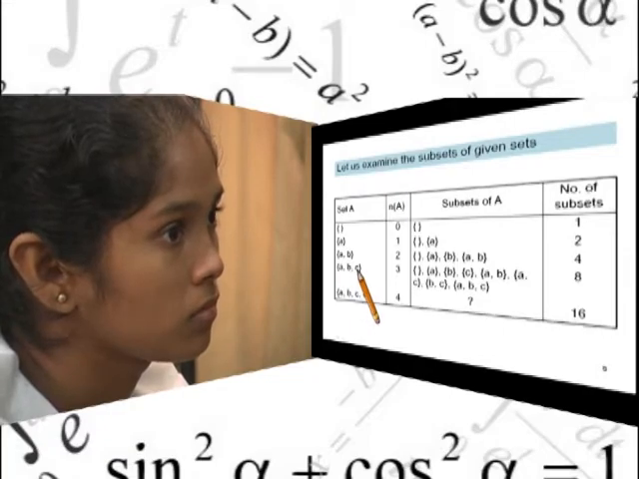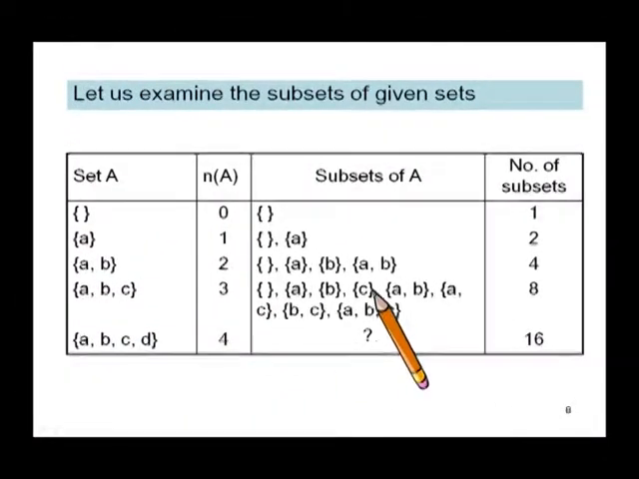Set A, {a, b, c}, 3 elements. Subsets: empty set, {a}, {b}, {c}, {a, b}, {a, c}, {b, c}, {a, b, c}, 8 subsets. Set A, {a, b, c, d}, 4 elements, subsets of A. Number of subsets, 16.